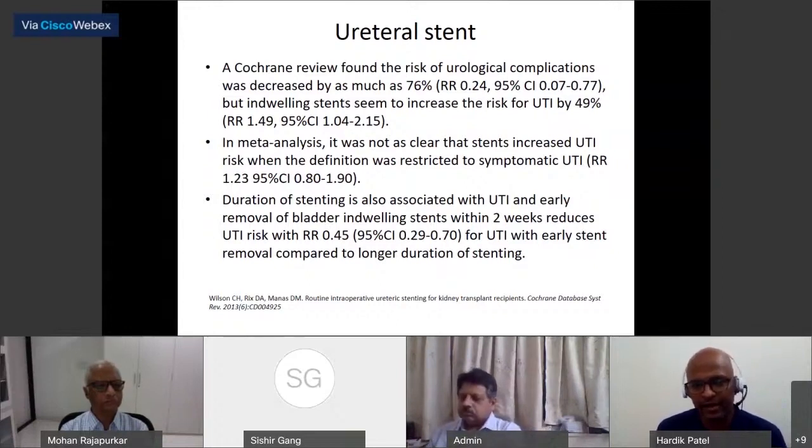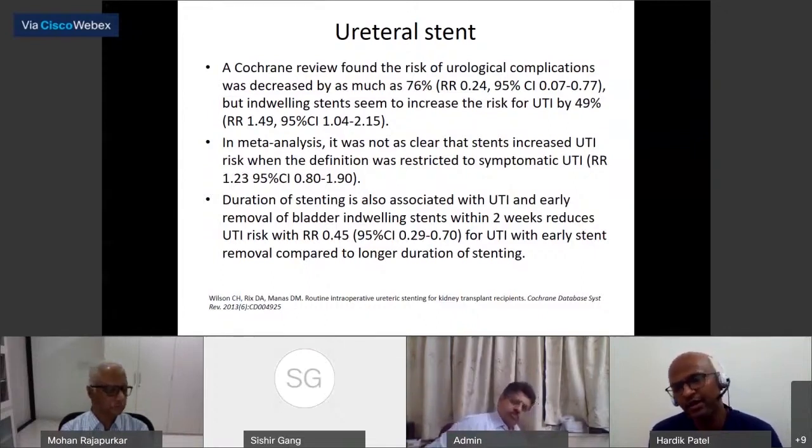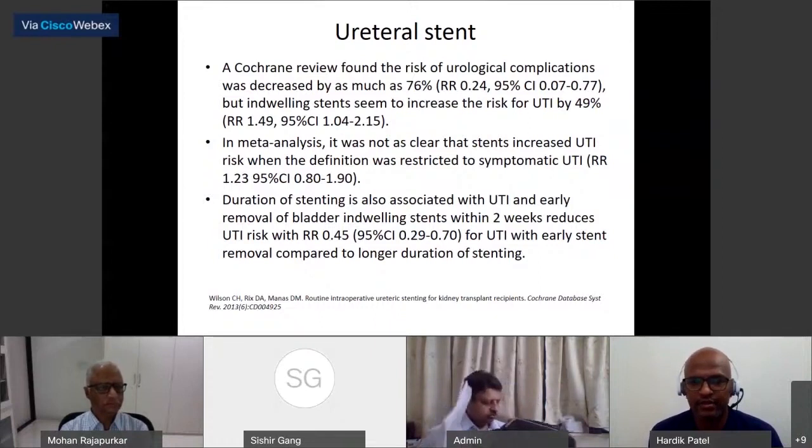In the meta-analysis, it was not clear that stent increases the risk of UTI. If we use the definition of symptomatic UTI, then there is no significant difference. But if we consider all the culture positivities, asymptomatic bacteriuria, then stents lead to an increased incidence of UTI. But if we see only symptomatic, then it is not significantly different.